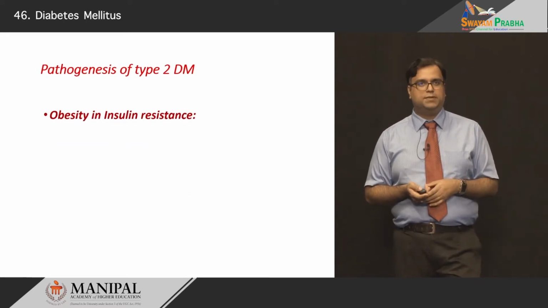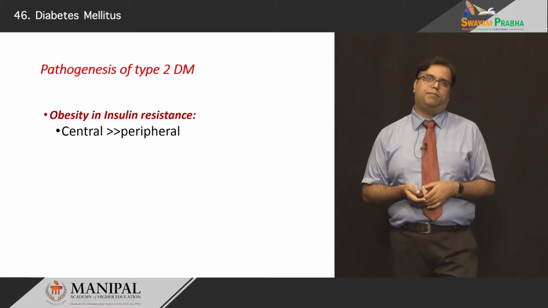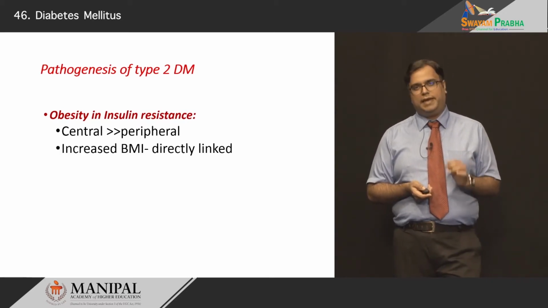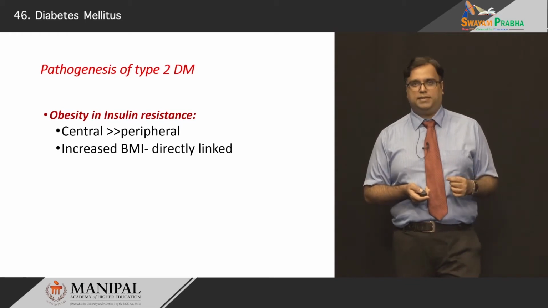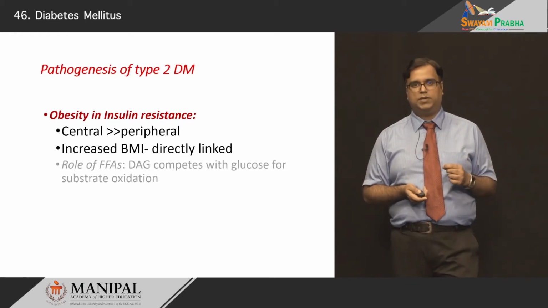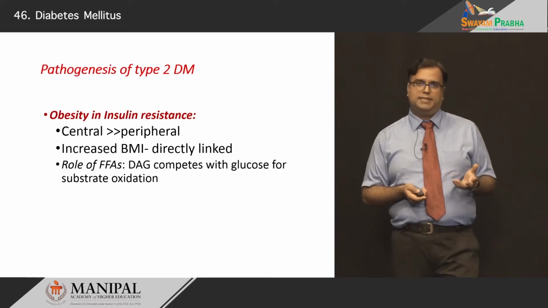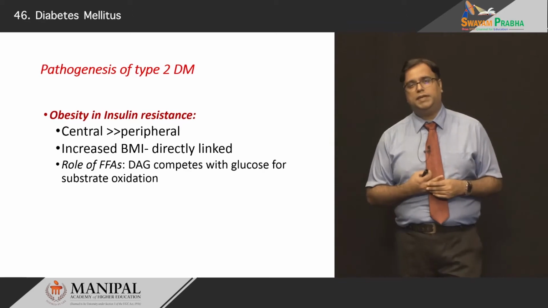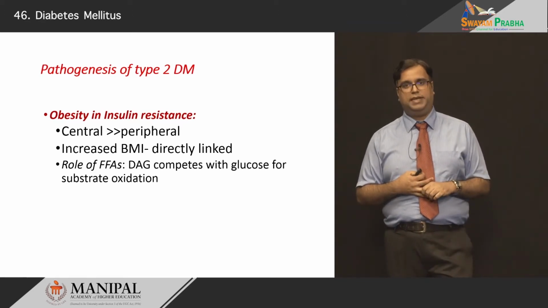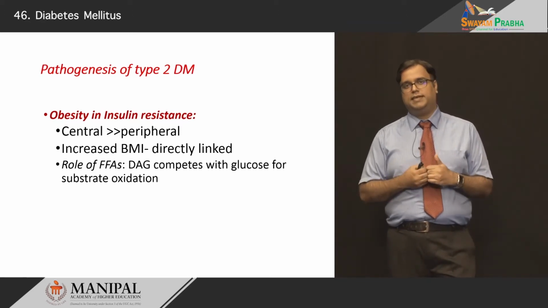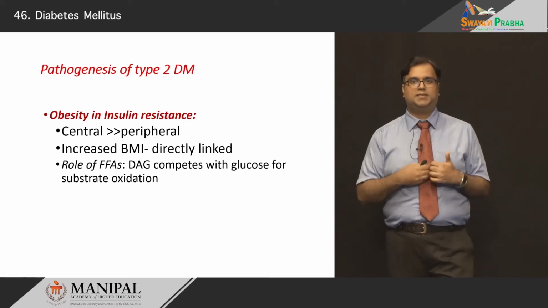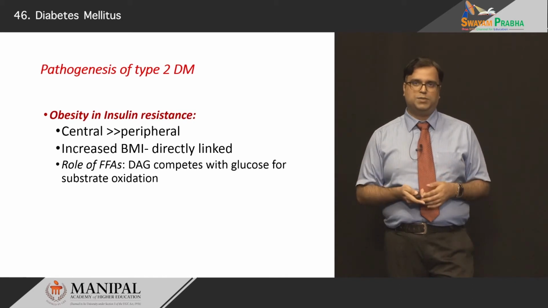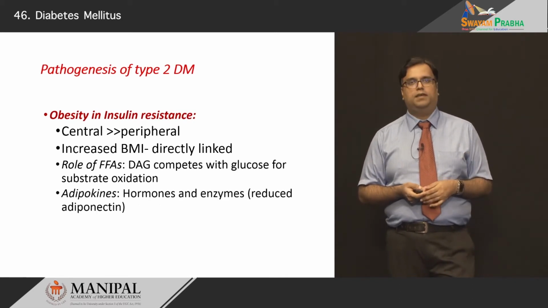Obesity in the context of insulin resistance, we know, can be central and peripheral. Central generally tends to be more. Body mass index is a directly linked parameter. With an increase in the body mass index, you have a higher chance of developing type 2 diabetes. The more free fatty acids there are, we know they get converted into an intermediate metabolite, diacylglycerol, DAG. What it does is basically compete with glucose for substrate oxidation. Once that happens, your glucose is not utilized and it's very high, so it leads to hyperglycemia.